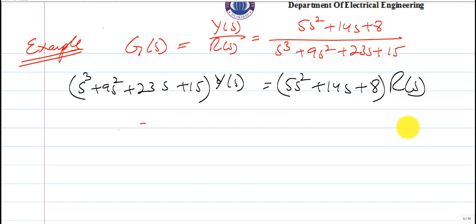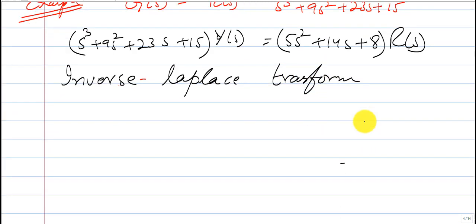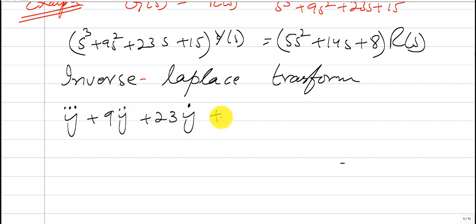Now taking the inverse Laplace transform of this equation, we get y triple dot, which is a third order derivative, plus 9y double dot plus 23y dot plus 15y, and that is equal to, on the other side, 5r double dot plus 14r dot plus 8r.